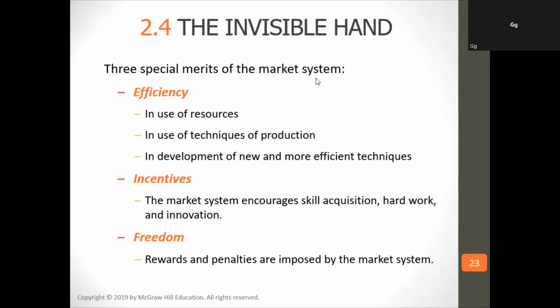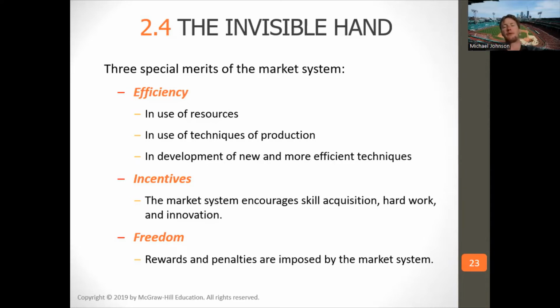And then 3 special merits of the market system. It's efficient in terms of resources. So they use the least amount of resources needed to make a product. And then it's most efficient in terms of the production techniques. And then it's most efficient in terms of creating new and more efficient technologies. So incentives, the market system encourages skill acquisition, hard work and innovation, freedom. Rewards and penalties are imposed by the market system.